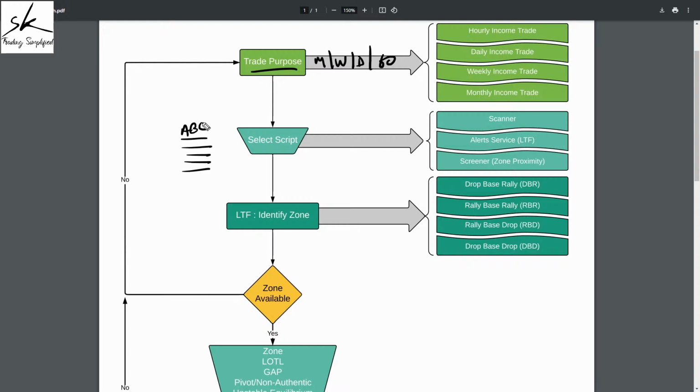So let's assume the very first one was ABC. So what am I supposed to do now? I need to go to the lower time frame on ABC, and I need to identify a zone. Now, what do we mean by zone? By zone, we mean any of these 4 structures.